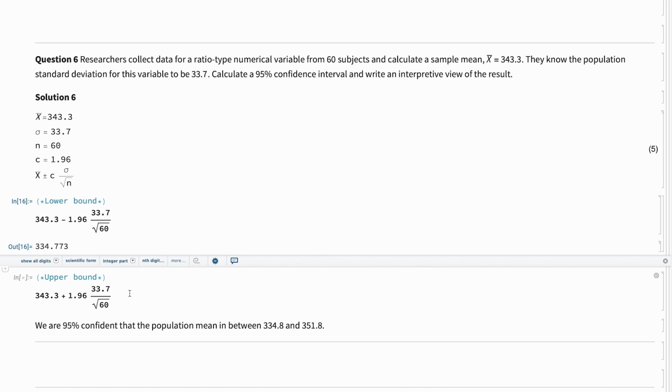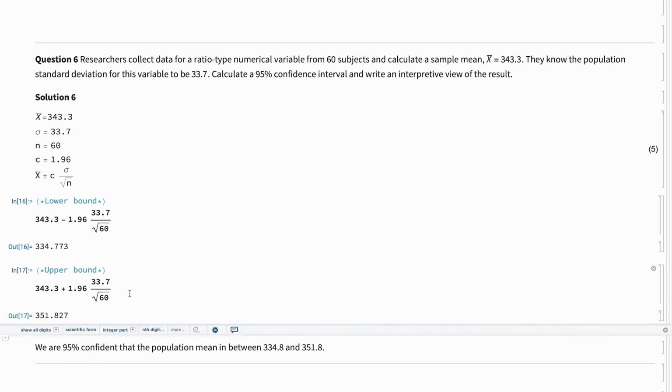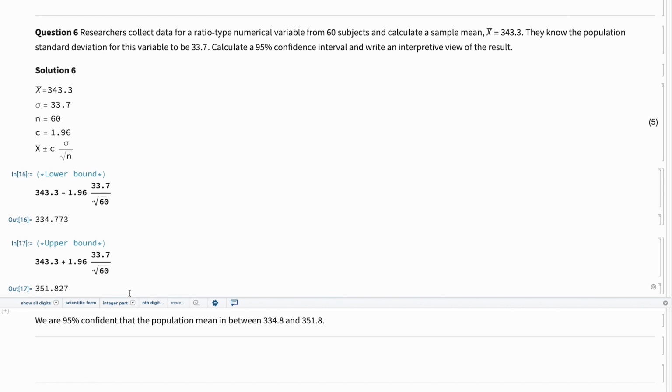It's 334.773 and 351.827. So we are going to say we are 95% confident that the population mean, that true value in the population, is between 334.8 and 351.8. 334.8 and 351.8. We are 95% confident that we will find the population mean between those two values.